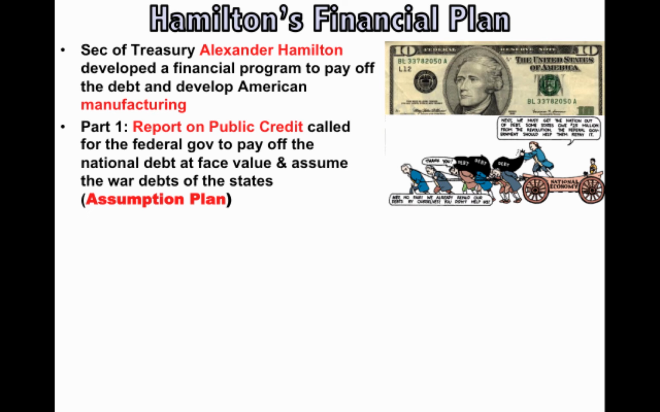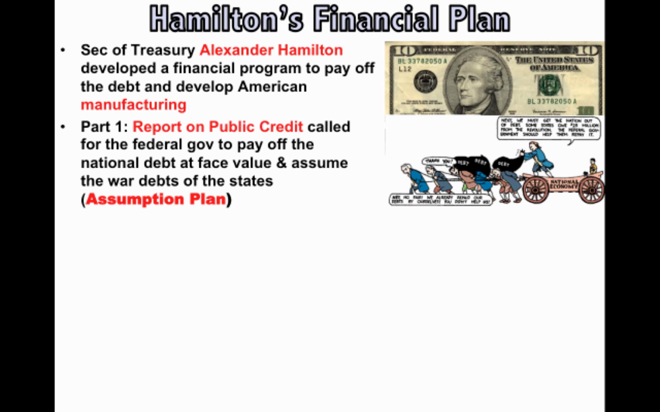Part 1 of his plan was outlined in the Report on Public Credit. This called for the federal government to pay off the national debt at face value, and for the federal government to assume the war debts of the individual states. And you could see that on that cartoon. The national government is taking those debts from different states. This proposal is known as the Assumption Plan, and it is going to be controversial.